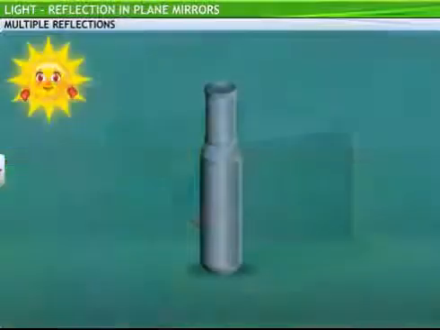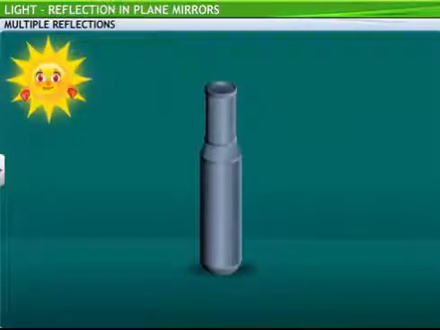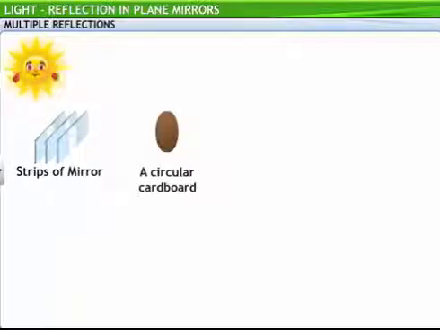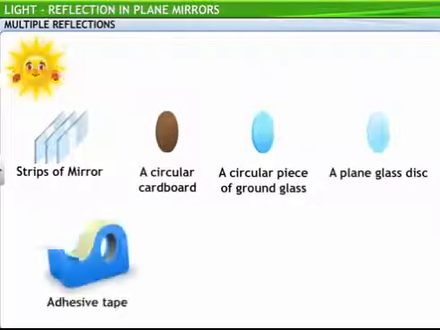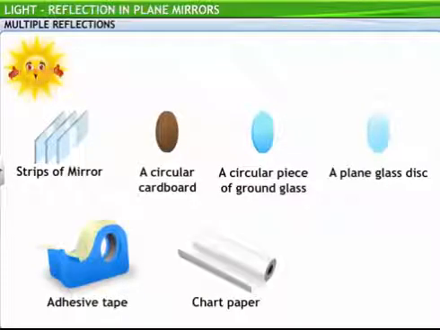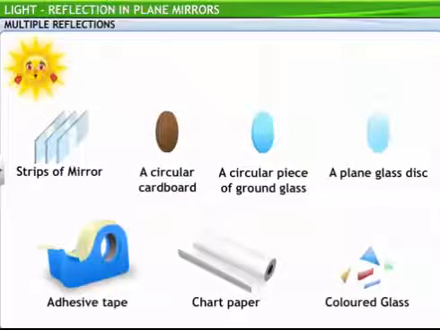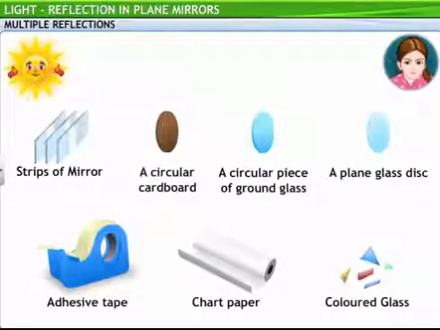Now let's see how this works in a kaleidoscope. You need 3 rectangular strips of mirror, each around 20 centimeters in length and 5 centimeters wide, a circular cardboard, a circular piece of ground glass, a plain glass disc, adhesive tape, chart paper, and some pieces of small colored glass. Okay, we've got everything. Now what?